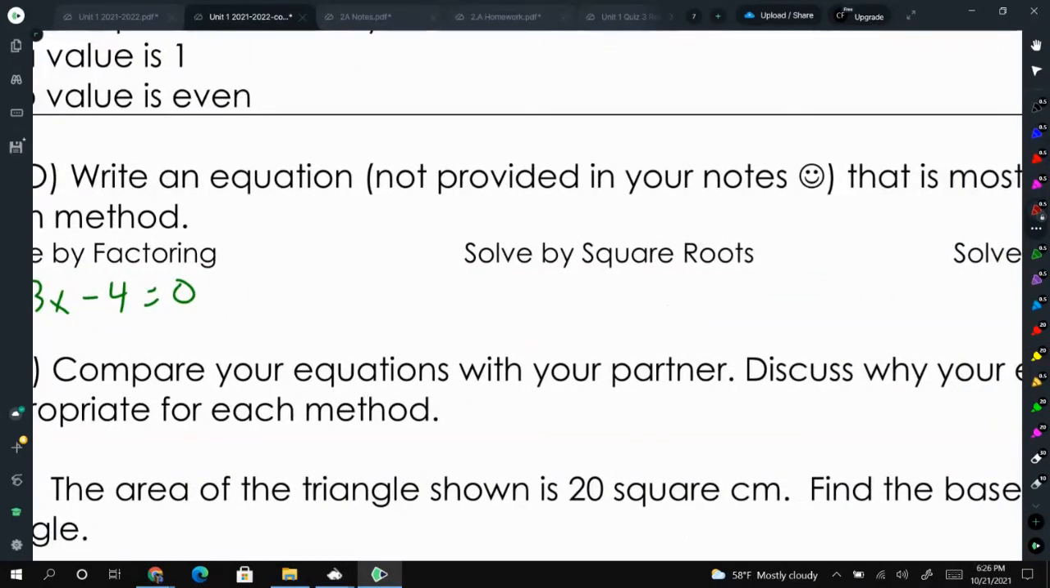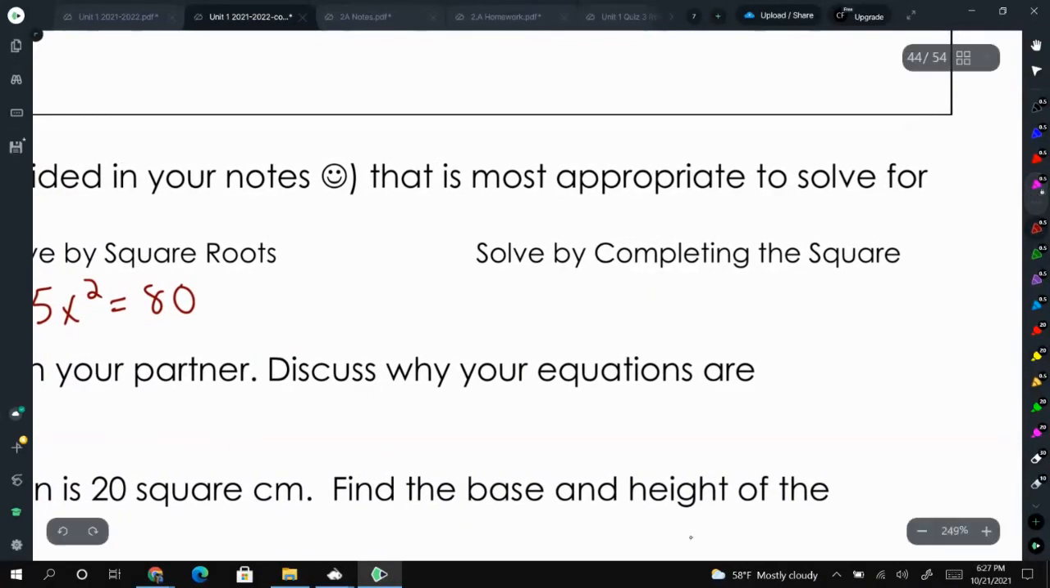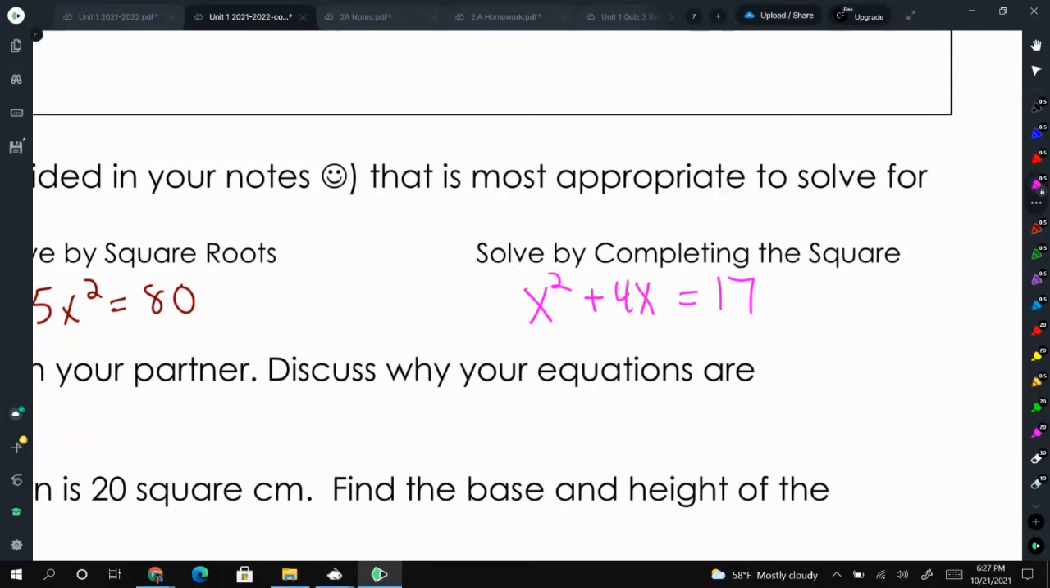When we are solving by square roots, we want an equation that doesn't have a b value. So 5x squared equals 80. That would be a good one to solve by using square roots. And then finally, by completing the square, we want one that is not factorable, and our a value is 1 and our b value is even. So if we had maybe x squared plus 4x equals 17, that won't be factorable, and we can solve that by completing the square, and the other methods just won't work as efficiently.